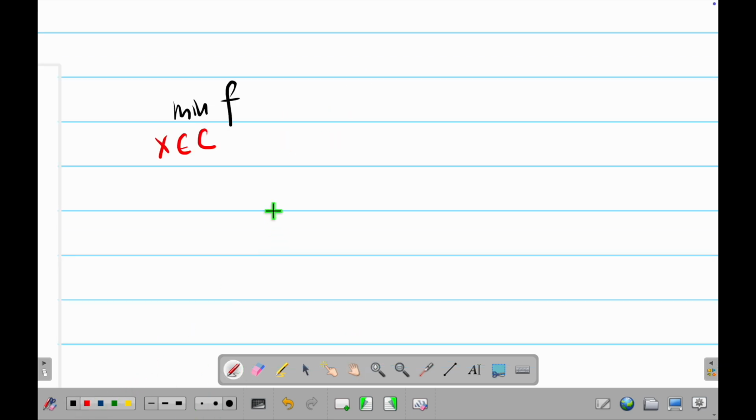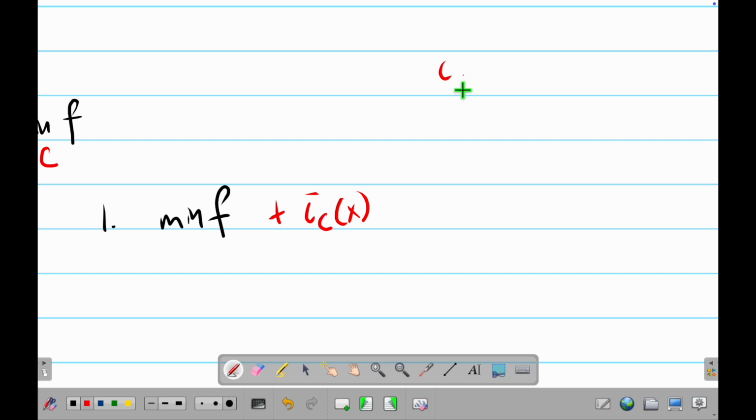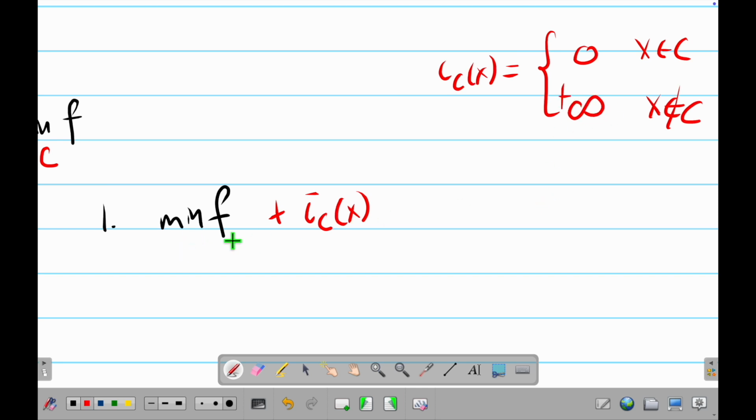Number one. I put this thing as an indicator function and I put it here. So what does it mean? The indicator function of a point x is 0 if x is in C, and positive infinity if x is not in C. And I want to min it. I don't allow this to happen, because if I am at infinity, I cannot minimize it. This is the largest possible number, but I want a small number. So this is an idea.